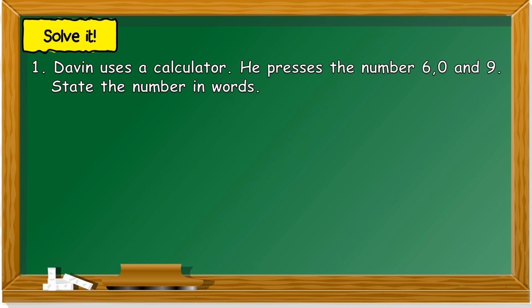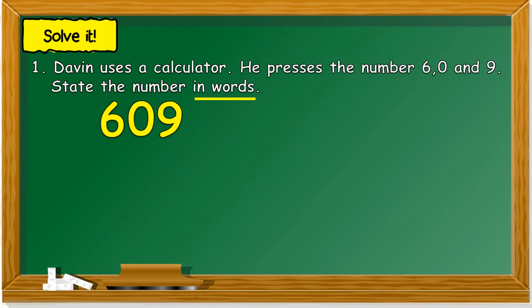So, have you used a calculator before? Pernah tak guna calculator? Okay, when you press, tekan nombor 6, 0, 9, what's the number? Is 609. Have you gotten the answer? No, because they want it in words, dalam perkataan. Ini dalam digit. Dia mahu dalam perkataan.